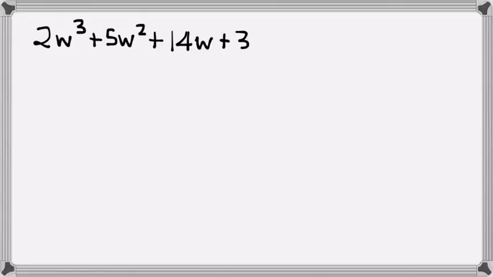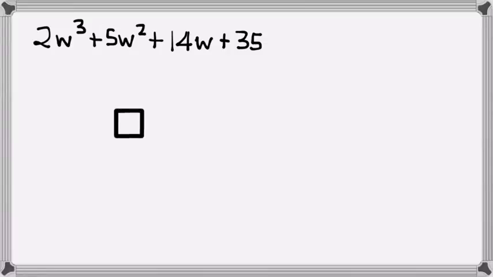So the question is to factor by grouping the expression 2w to the third plus 5w squared plus 14w plus 35. And this is an expression with 4 terms, and no 2 of these terms are like to one another, right? So we can't simplify what's here because each of the terms has a different degree to each other term.